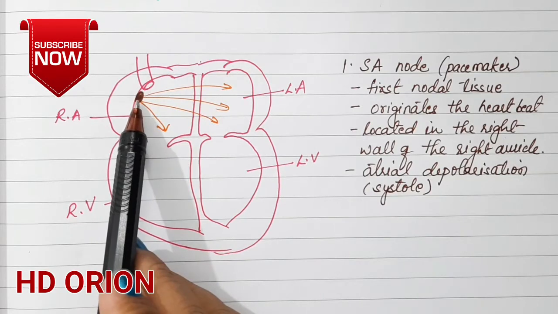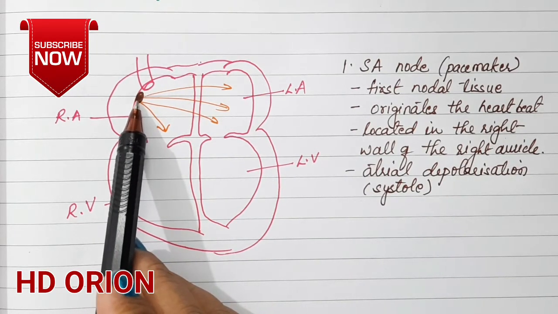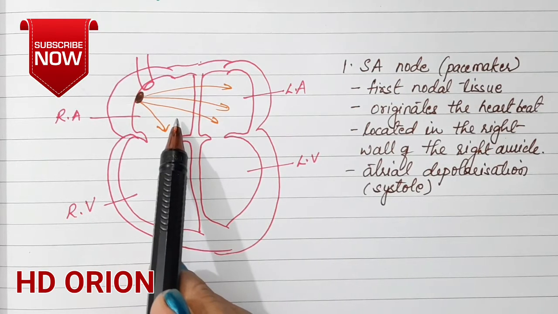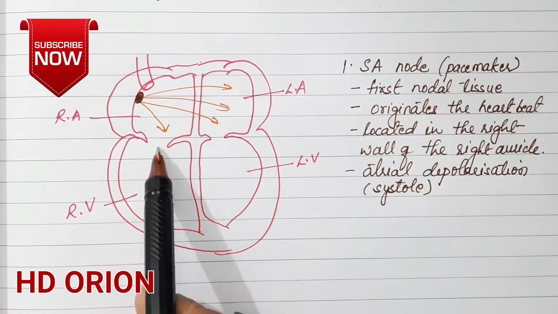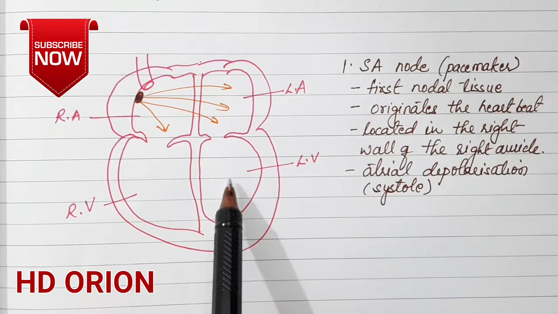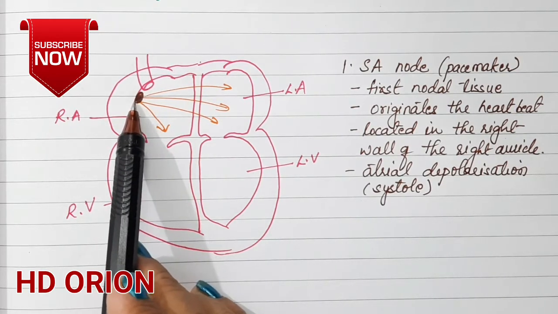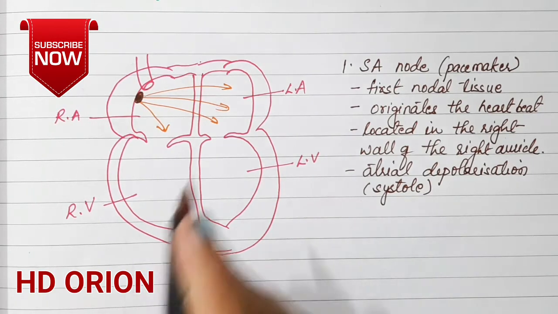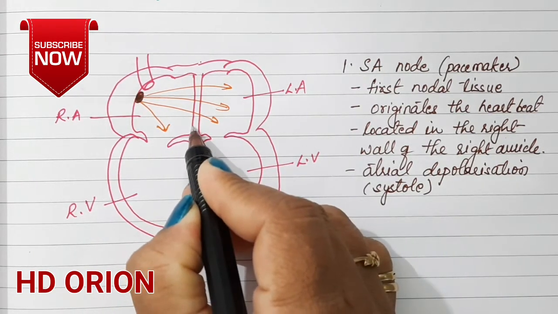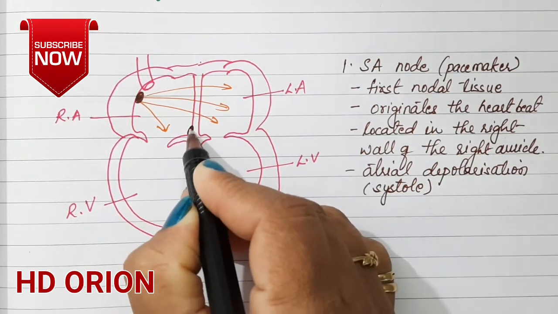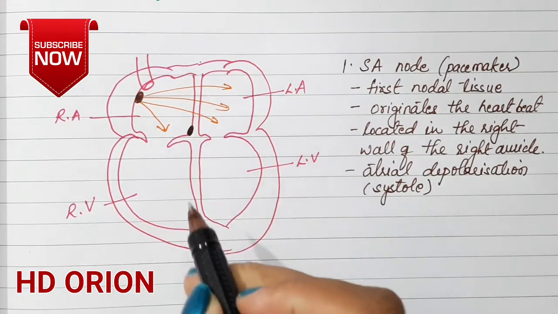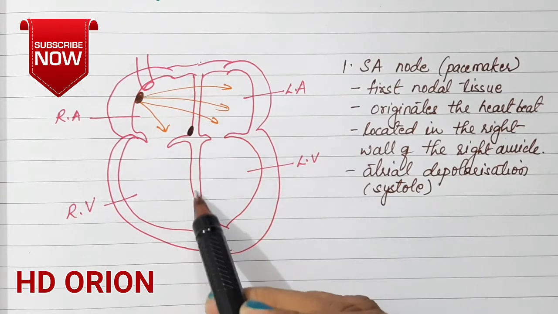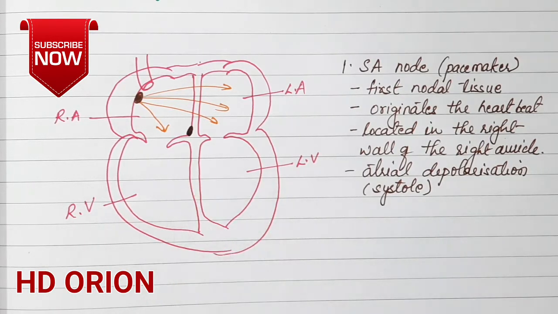That means as soon as the impulse is generated by the SA node, both the auricles will contract, and in response the blood will be just pushed into the ventricles. So it starts from here. Now we will come to the second node, which is the AV node. The AV node is located somewhere over here. This we can say is the junction of the interauricular septum and interventricular septum.